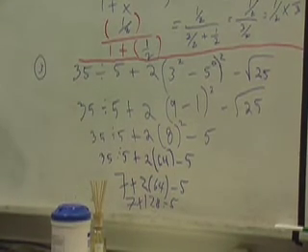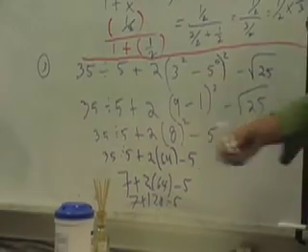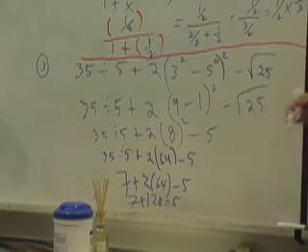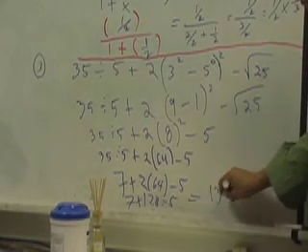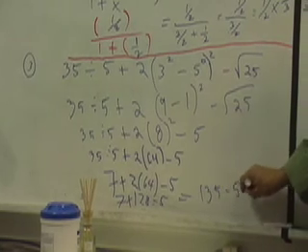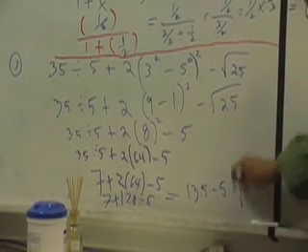Okay, how do we finish this off? Do we add or subtract next? We add. Good. Now what do we get? 7 plus 128 equals what? 135. Minus 5 equals 130. Boom, box it.